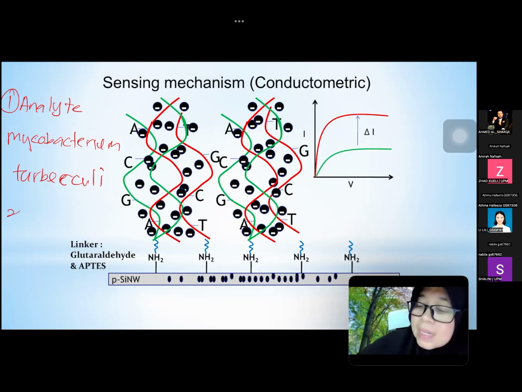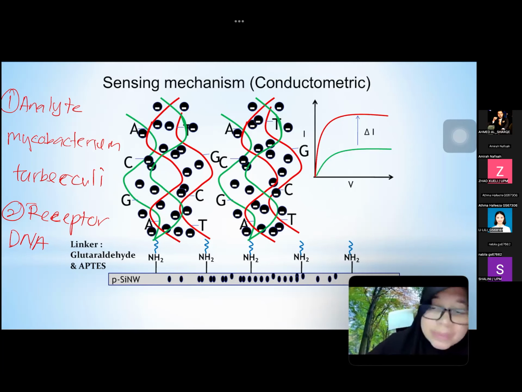And number two, the receptor is the DNA, because the hospital, for example, has the DNA sequence that is specific to Mycobacterium tuberculosis. It has already been designed, and this is what we call the probe. Usually the name is probe, so get used to it. Receptor DNA is named probe.